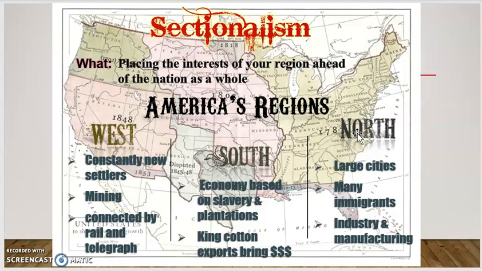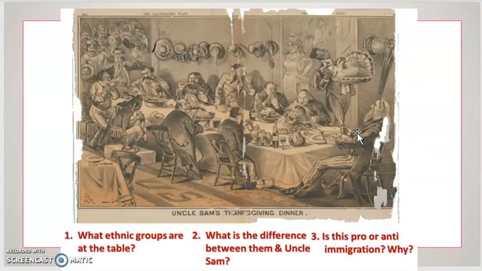Okay, no, I can't. All right, here is a picture of what sectionalism might have looked like. I want you to analyze this picture and then answer for yourself. You write these down or just say them out loud or whatever, so I know that you're doing it. What ethnic groups are at the table?